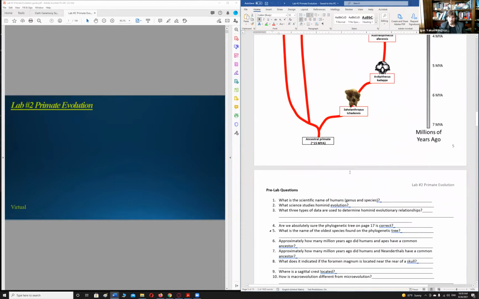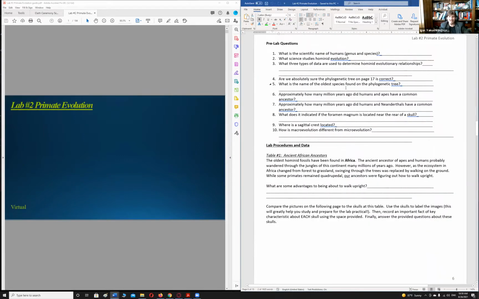All right, pre-lab questions. What is the scientific name for humans, genus and species? The genus is Homo. Let me type it in. Genus is always capitalized, and technically it should be italicized as well, showing that it's a Latin name. And then sapiens, wise, humans who are wise. We are wise humans, if you didn't know that. Sometimes, you know, I'm not that sapiens. No, sapiens.